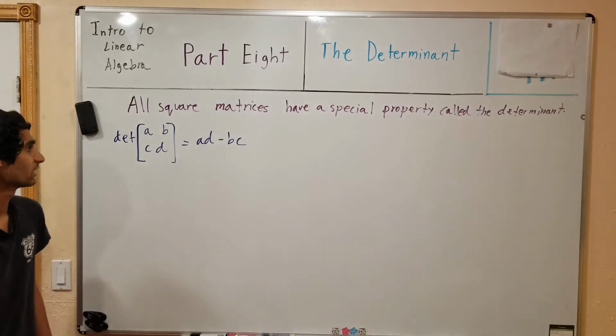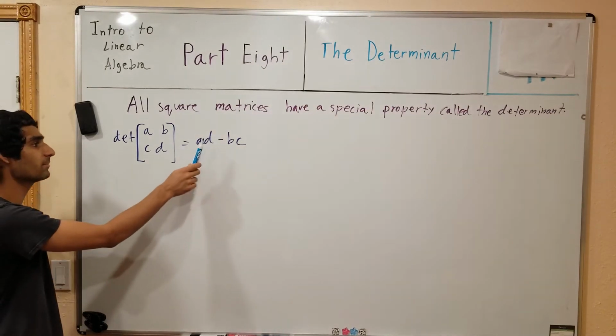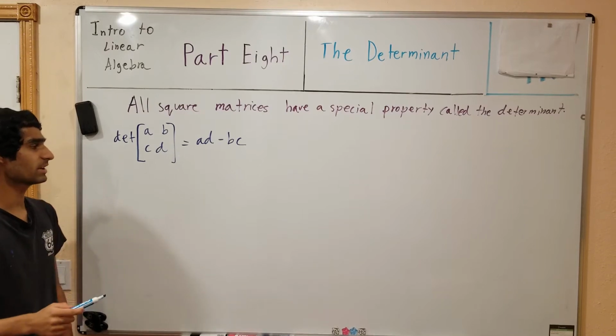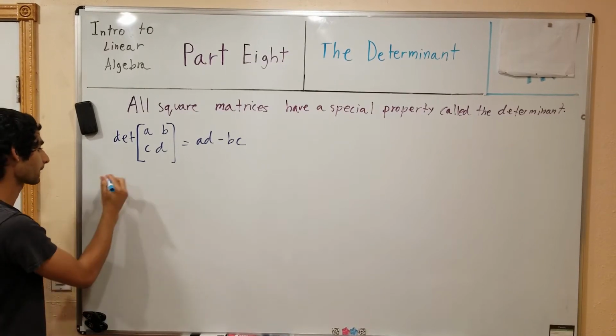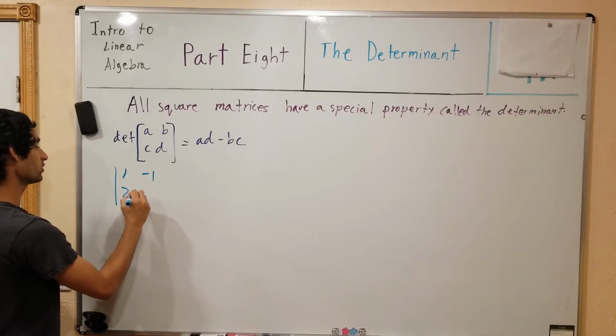Now to find the determinant of a 2 by 2 matrix, you simply have to take AD minus BC, where these four elements are A, B, C, and D respectively. Let's run through an example. I have this matrix 1, negative 1, 2, 3.